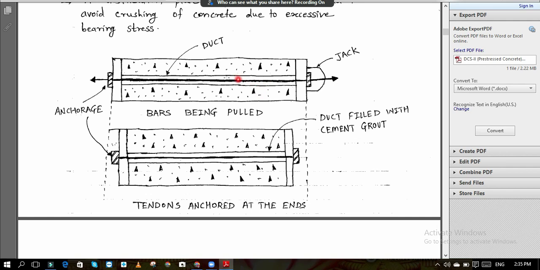This is the hollow steel tube and this is the tendon which is inserted over there, this is also called duct, which is made up of hollow steel tube. Okay, is it clear now? Post tensioning system.